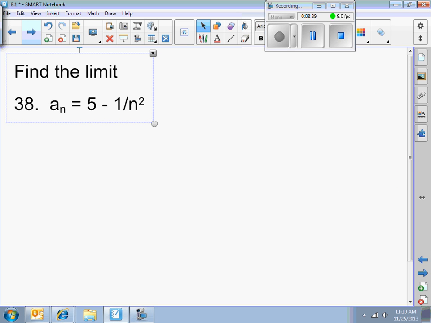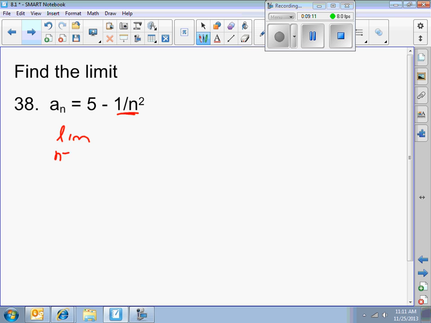All right, to find out where these sequences are going, we're actually finding the limit of the sequence. So I could look at what happens when this is starting with 1. This starts at 4. When I put a 2 in there, now I'm subtracting 1/4 from 5. And then you can see that this part is getting smaller and smaller as n gets larger. So you can kind of guess that this is probably going towards 5. But that's exactly what you're talking about.